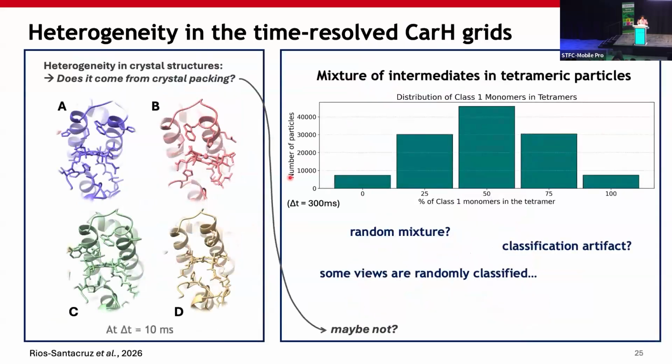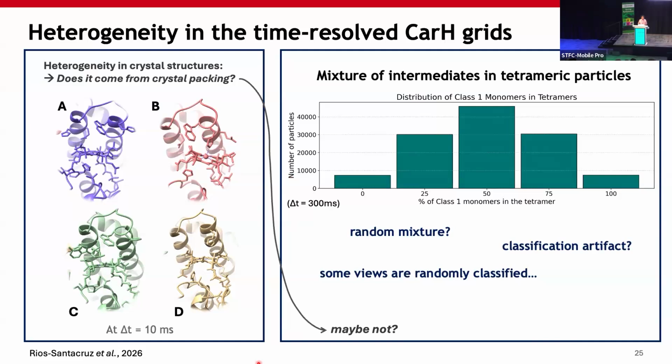Continuing with this problem of heterogeneity in the crystal structures, we had the question if that could come only from crystal packing, or if it was something of the protein, some kind of cooperativity or something like that. And from our data, we think now that we find a mixture of intermediates. These two intermediates, we can find them by retracing back where the symmetry-expanded particles come from. We can get particles from the two classes in the same original tetramer. So we have a mixture of them.